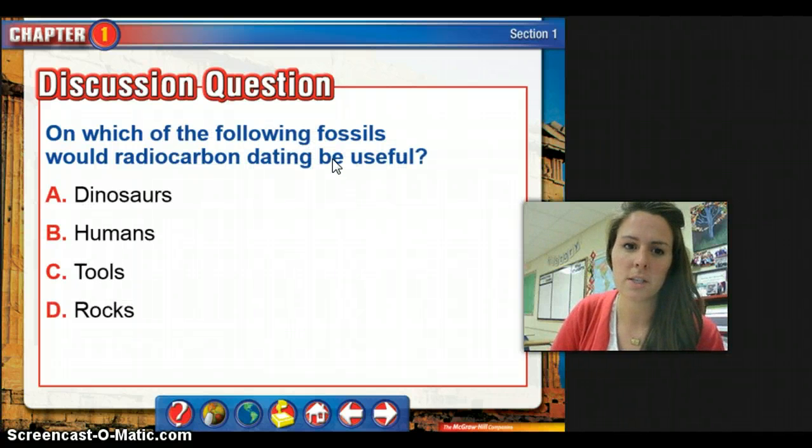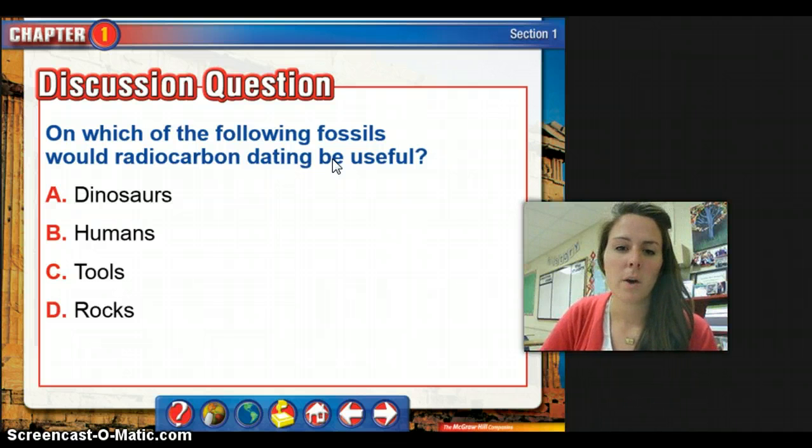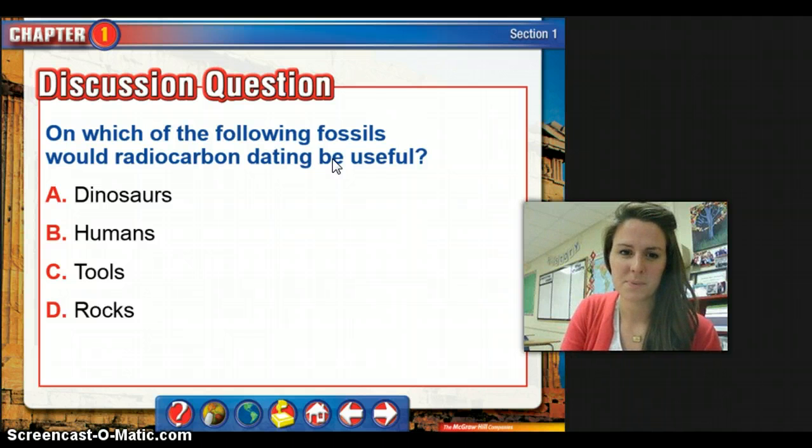Now hold your answers. I want to see, class, what do you know? On which of the following fossils would radiocarbon dating be useful? Now remember, radiocarbon only lasts up to 50,000 years. Is it A, dinosaurs, B, humans, C, tools, or D, rocks? You're right, it's B, humans.